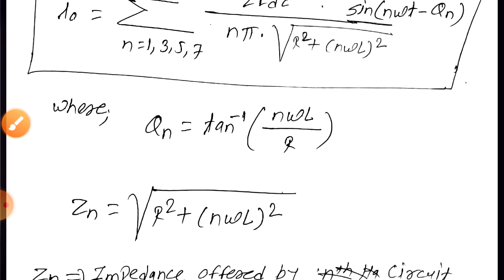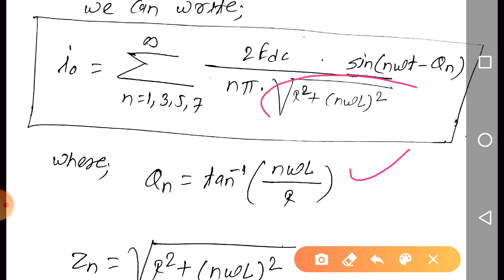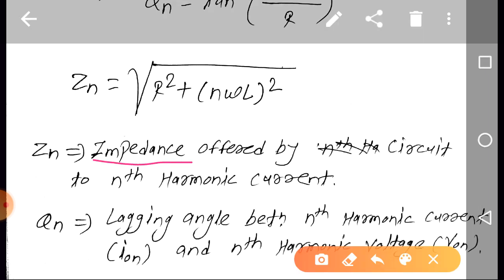Here theta n is equal to tan inverse of n omega L by R, and this term under root R square plus n omega L bracket square is nothing but Zn, right? Zn means the opposition offered by the circuit to the nth harmonic current, or the impedance offered by the circuit to the nth harmonic current.